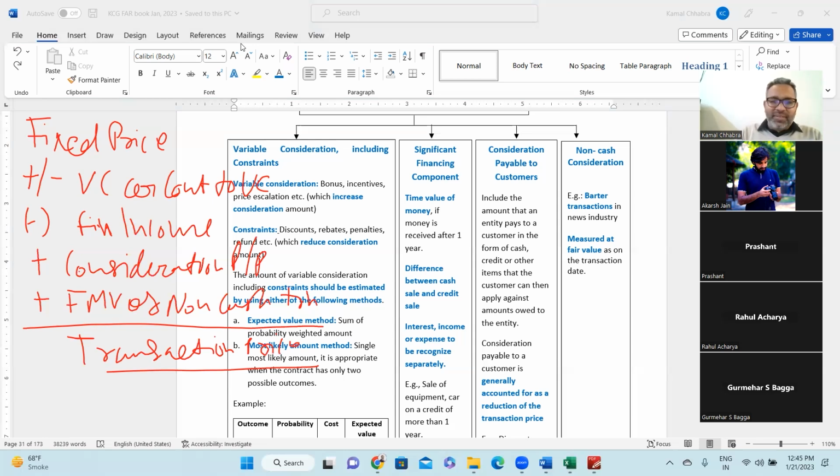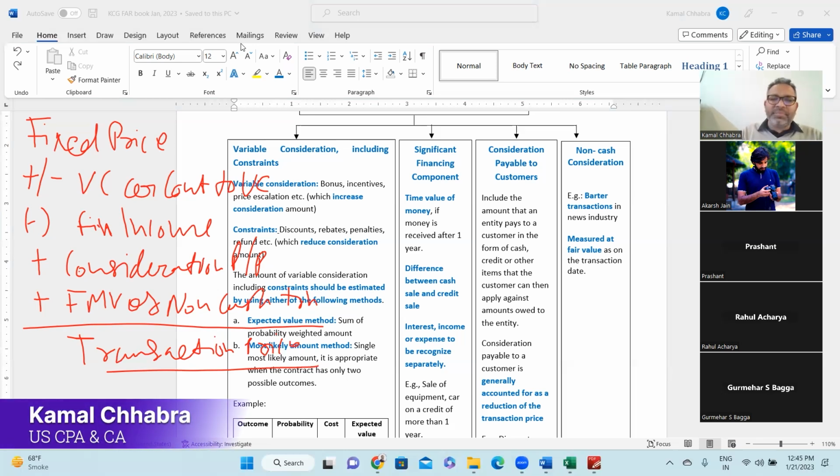Sir, what have you written as the fourth one? Fair market value of non-cash, and before that, consideration paid and payable to the customer. Sir, I am confused about the fixed price. Tell me, sir, I am also confused. How did we factor in the fixed price? Is fixed price equivalent to a combination of these, or are these standalone line items for the transaction price?